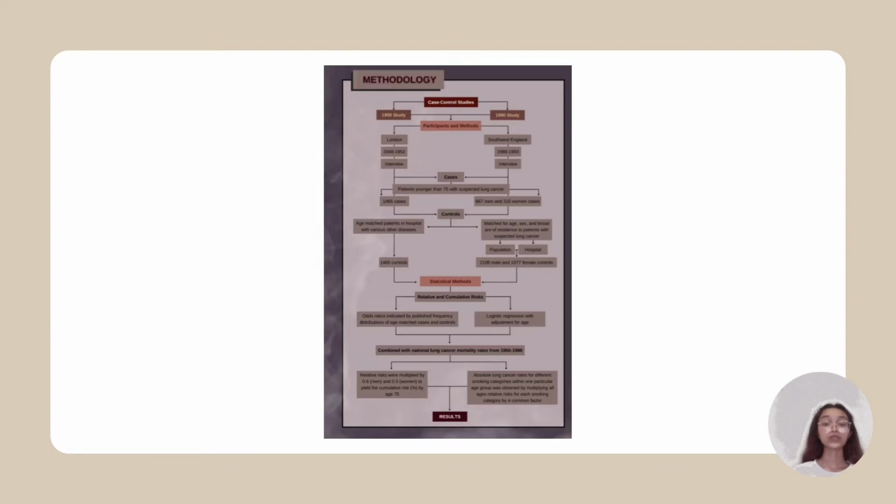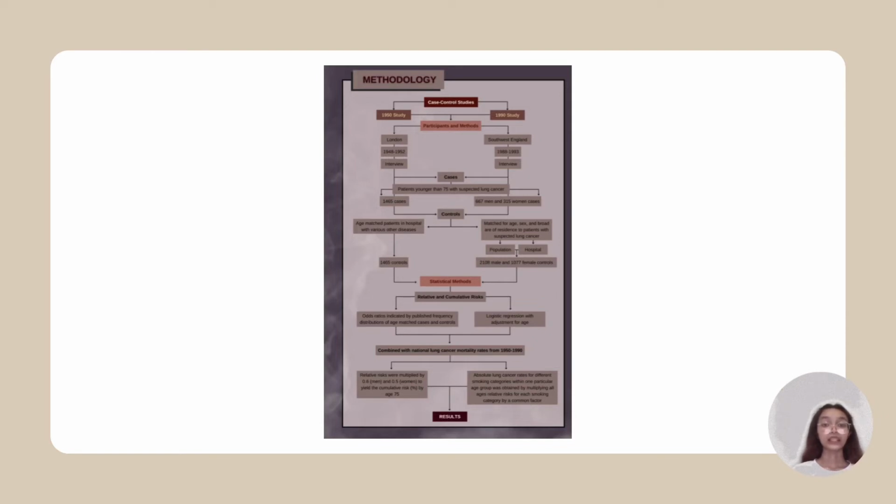Now we can proceed to the statistical methods used in the study. First, for the relative and cumulative risk, the odds ratios employed in the 1950 study were based on published frequency distributions of age-matched cases and controls. Contrarily, the 1990 study employed logistic regression with age adjustments. The national lung cancer mortality rates from 1950 to 1990 were then combined with these. The cumulative risk by age 75 was calculated by multiplying the relative risk from the 1950 research by 0.6 in men and 0.5 in women.